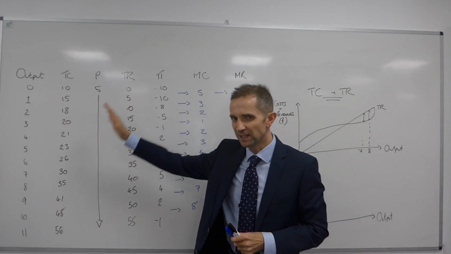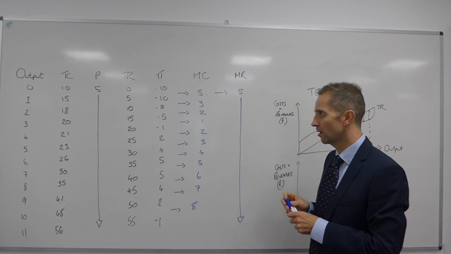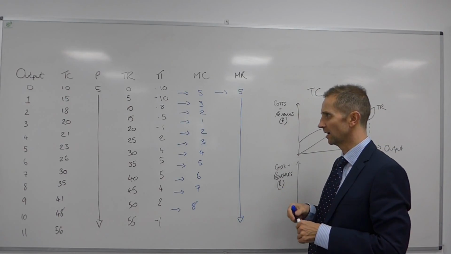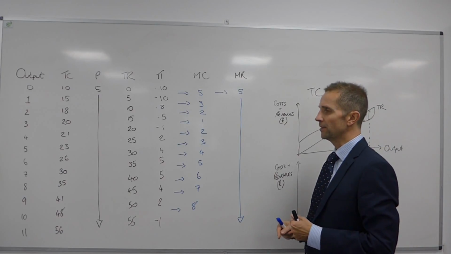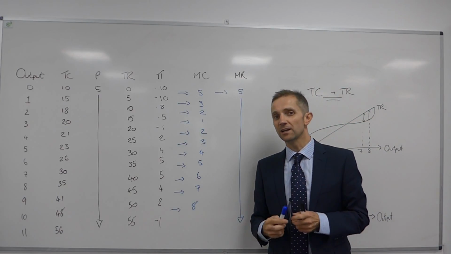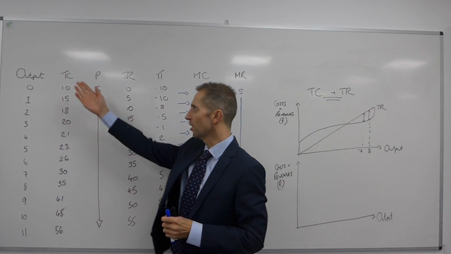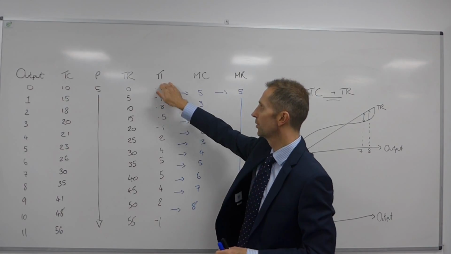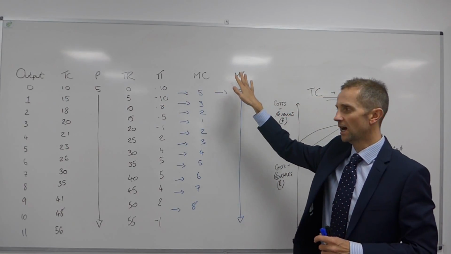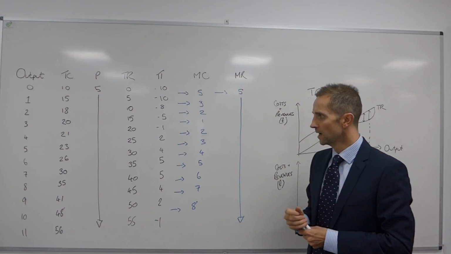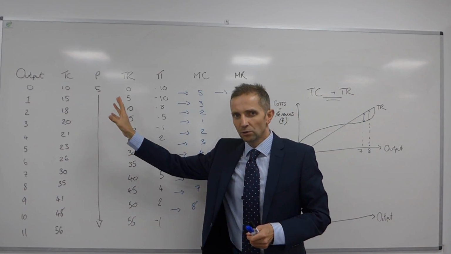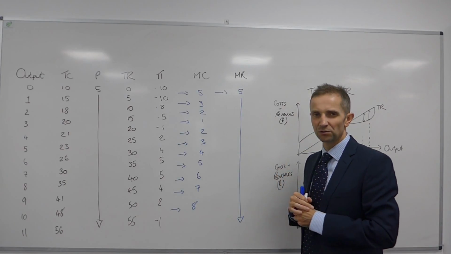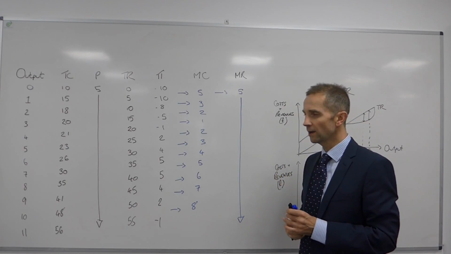So, got a lot of data here. I hope you can see this okay on the camera. I'll maybe zoom in on it at the end so you can take a still of it and look at it a bit more closely. This is just some data which I've taken from an Anderton textbook. We have output, total cost, price, total revenue, profit, marginal cost, and marginal revenue. You're given some of the data and then you have to work the rest out. So this is just simple, straightforward, do you know your formulae type of thing.